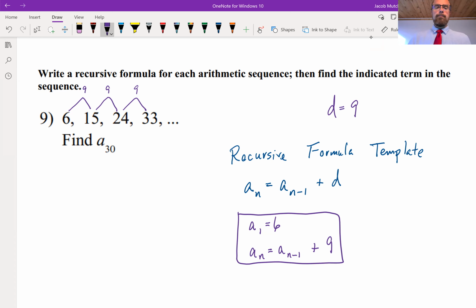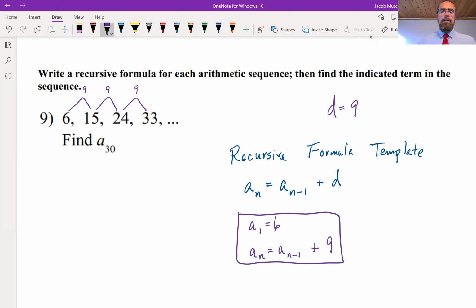Now, when I face a task like finding the 30th term in the sequence, a sub 30, really I see an advantage to having an explicit formula versus a recursive formula. With a recursive formula, I really have to just write out my list and then find the 30th term, whereas with an explicit formula, I can plug in the number of the term in the sequence into the formula and calculate directly.